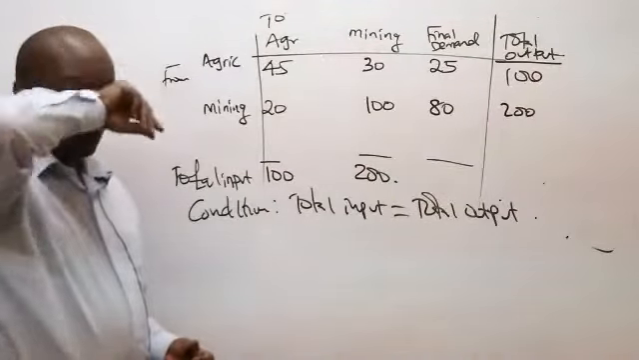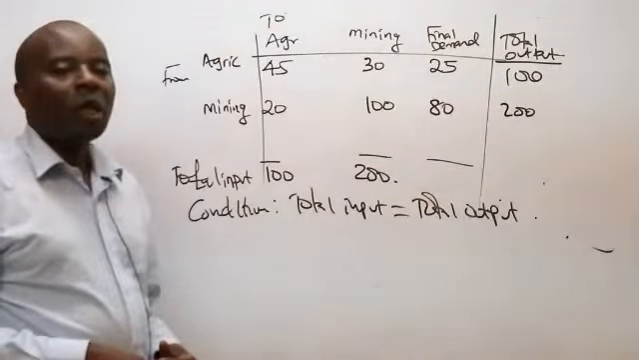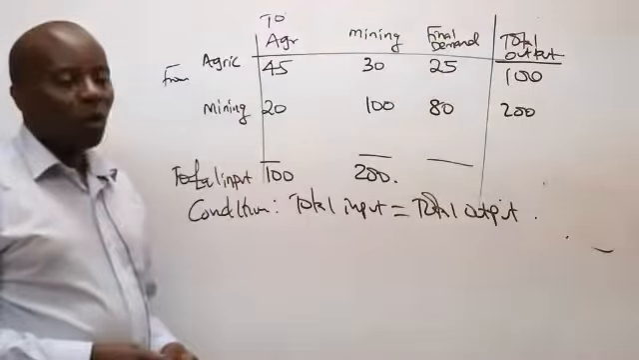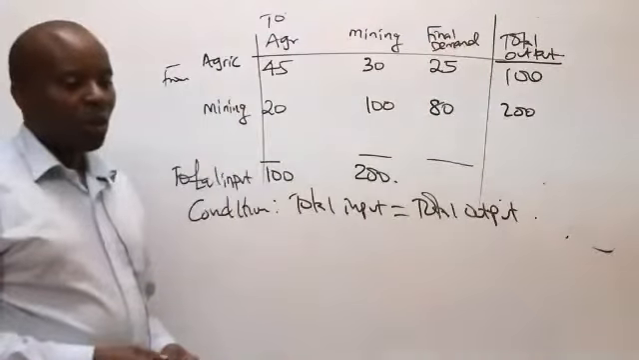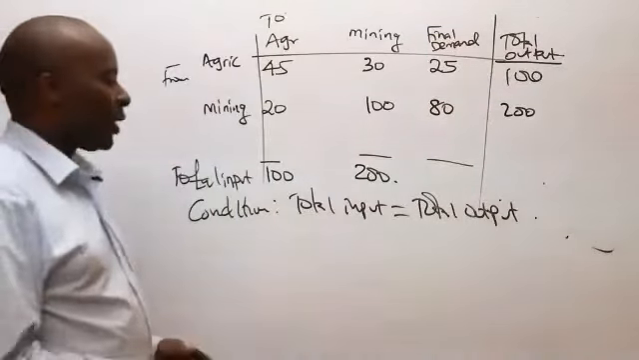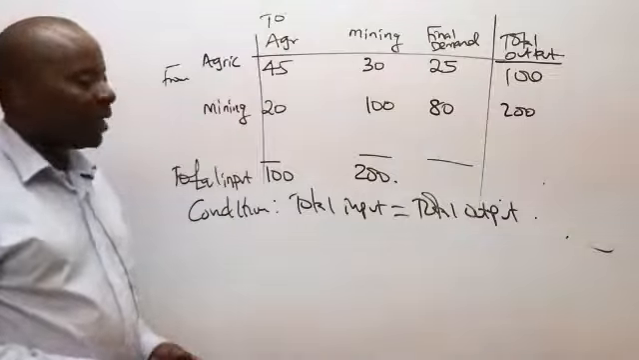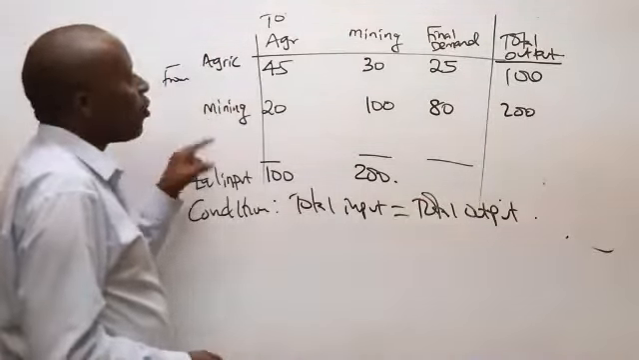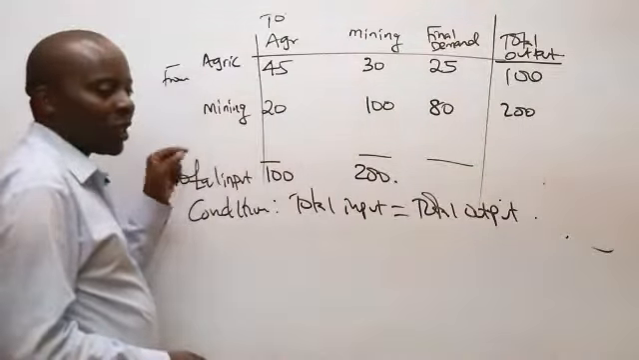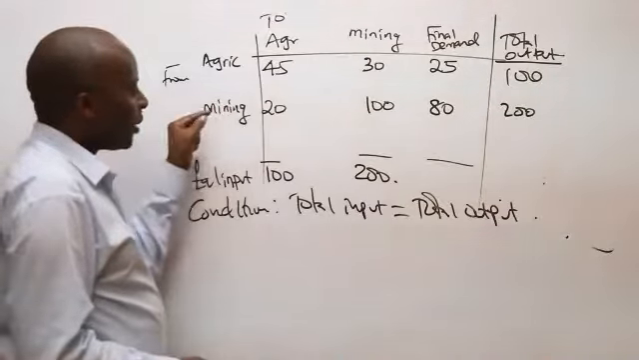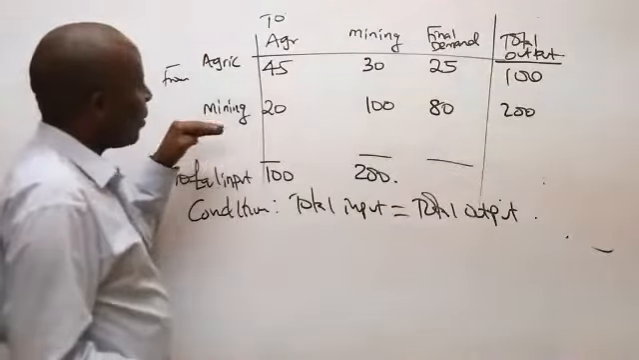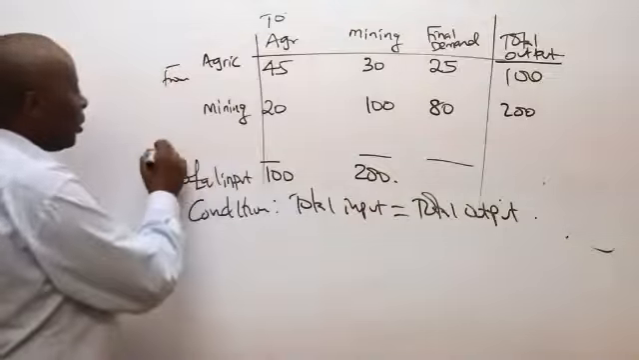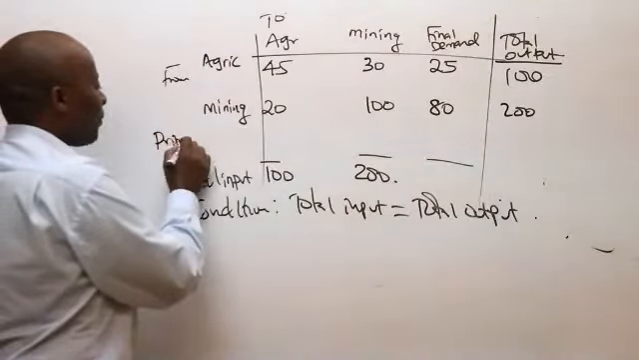Total input will always be equal to total what here? Output. Total input will always be equal to total output. Very important. Then the balancing figure here means that we must have gotten some raw materials from other sources other than the sectors. And whatever raw materials you get from sources which are not sectoral, we normally call these primary inputs.